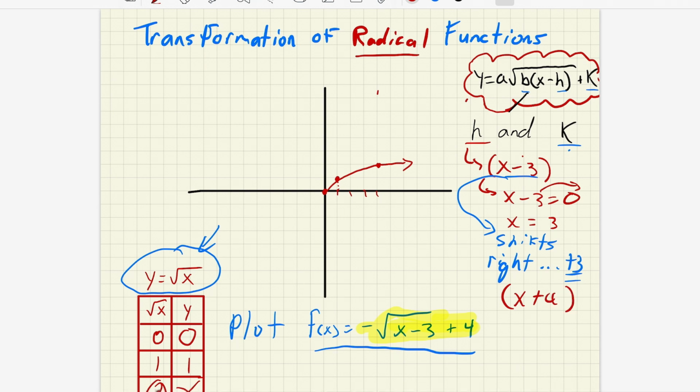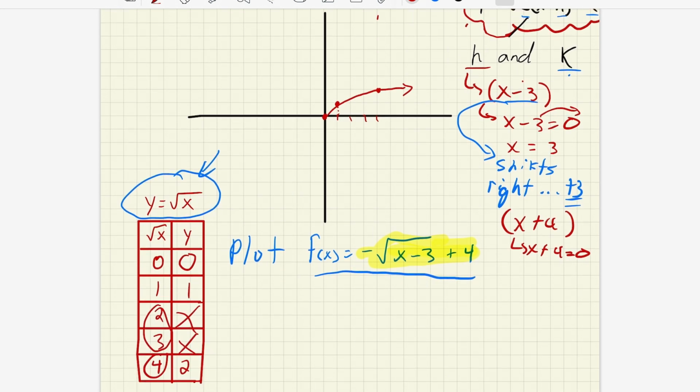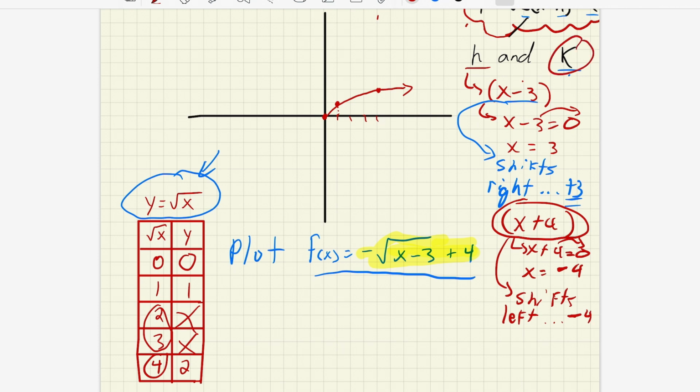By the same token, let's say I had the bracket x plus 4. Well, this is really x plus 4 is equal to 0. And so if I isolate for the x, I bring the 4 over, it becomes negative 4. That'd be x is equal to negative 4. And so this over here, the x plus 4, would mean that it shifts left by 4 because it's minus 4. However, the K doesn't work that way. If it's minus, it goes down. If it's plus, it goes up.